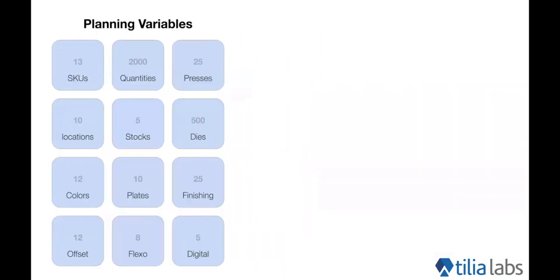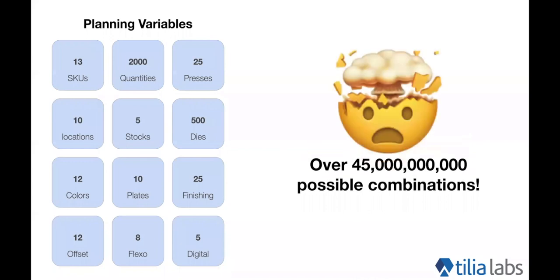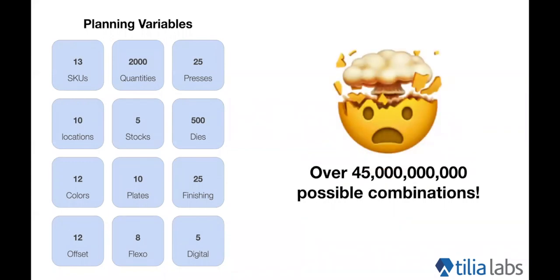The reason this is so challenging is because of all of the different variables in print. We have a number of different SKUs that we're trying to plan for production for that day. We have varying quantities, different presses that your production jobs can run on, different ways of routing your jobs through manufacturing, different stock sizes, different stock costs. Do we run it flexo? Do we run it digital? The number of possible combinations becomes almost impossible to comprehend.